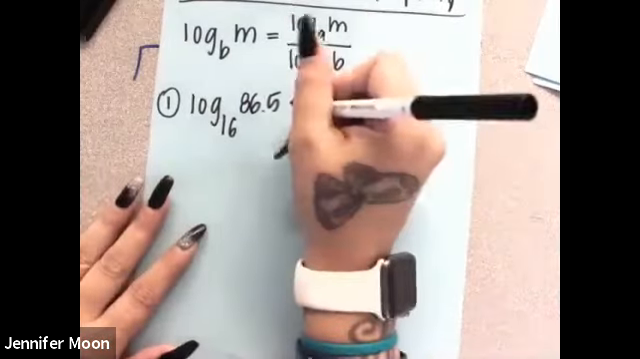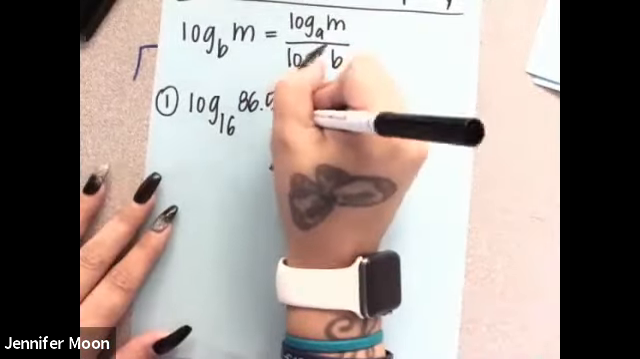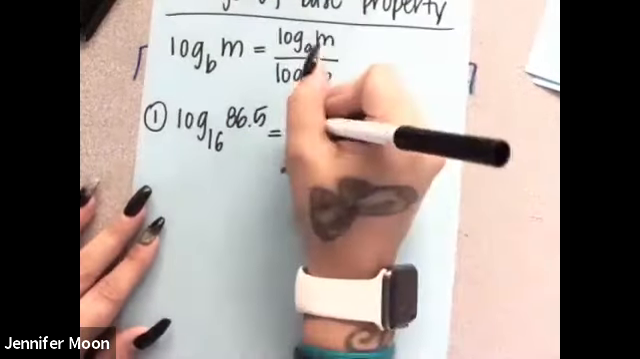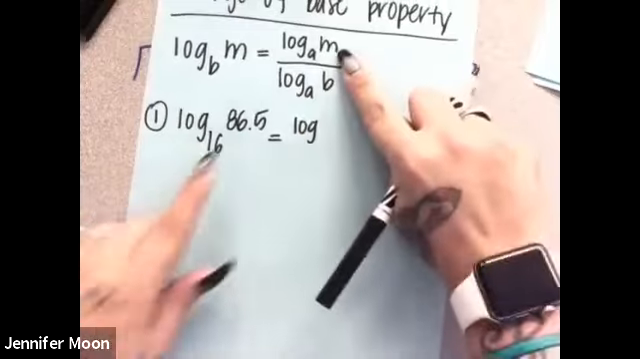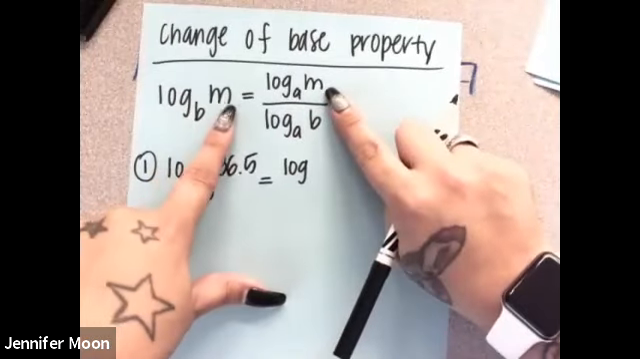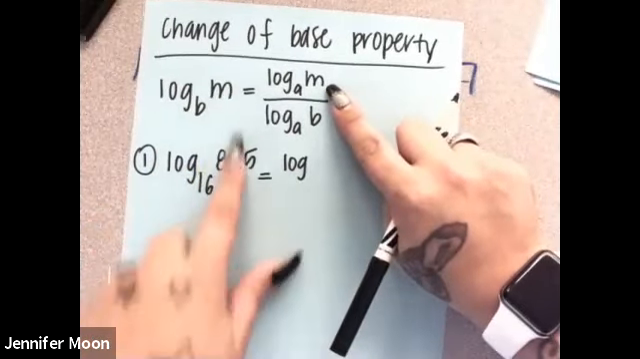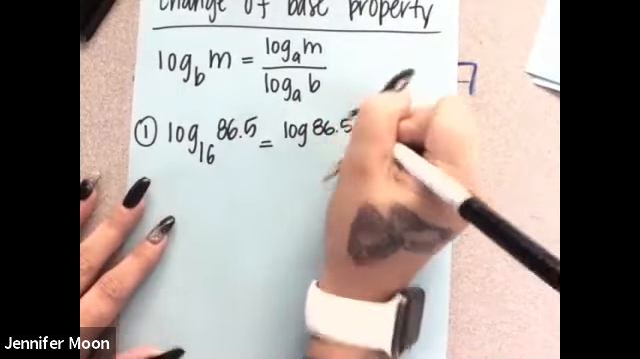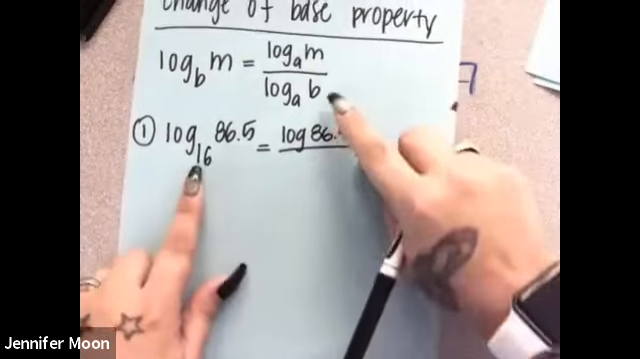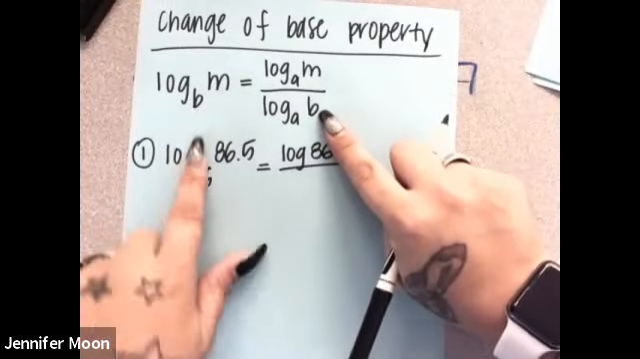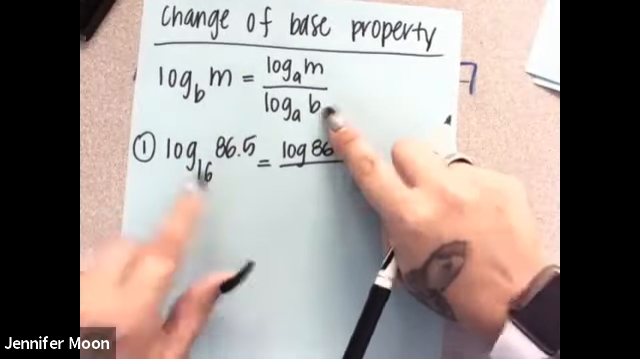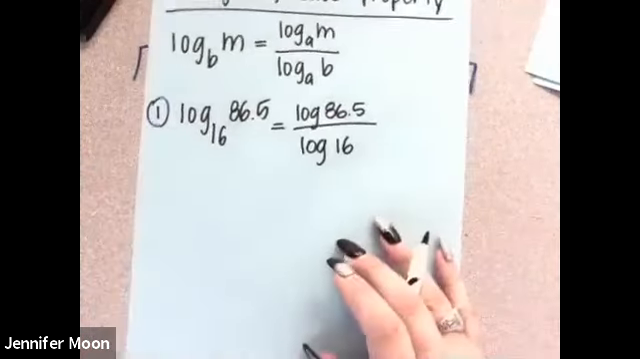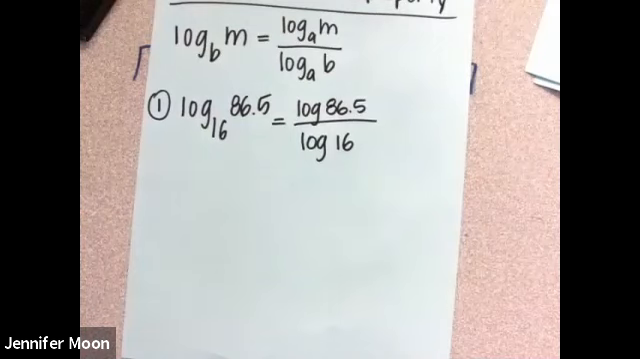But because it tells me to use my calculator, I know that what I can do is write it in this form right here. And what you do is just log, this is your M, right? M. So log of 86.5 over, and then log of, that's my B right here, right? That's my little base. Log of 16.